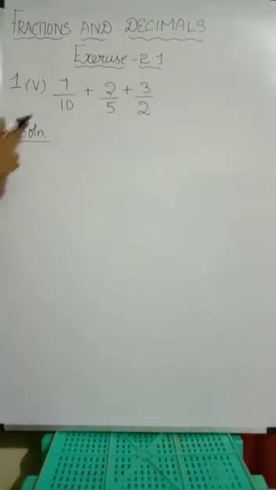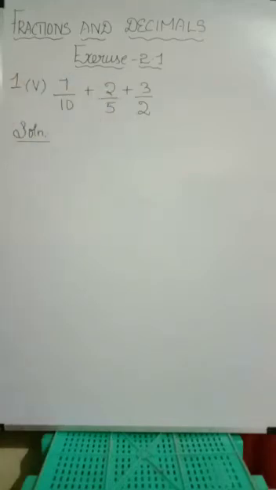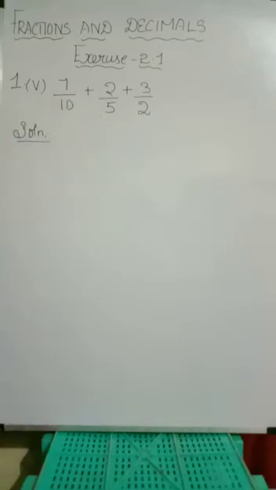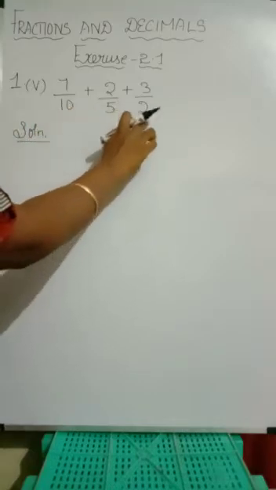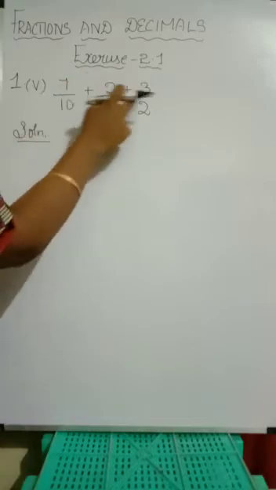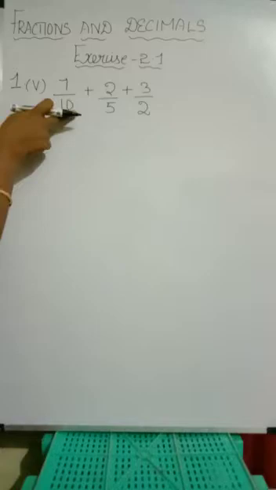Here is the next subdivision. Subdivision 5. The question is 7 by 10 plus 2 by 5 plus 3 by 2. Now all the fractions are unlike fractions, right? We have to change the unlike fractions into like fractions. For that, what is the procedure? Take the LCM of 10, 5 and 2. Yes, 7 by 10 is a fraction, 2 by 5 is a fraction, 3 by 2. All these fractions are unlike fractions. Change into like fractions. For that, we are going to take the LCM.